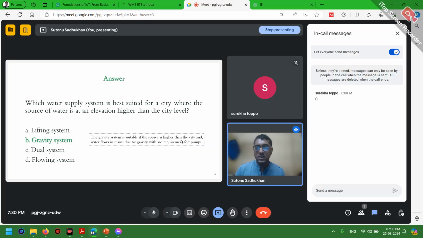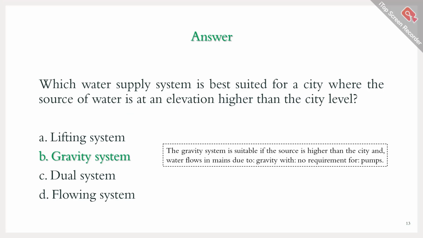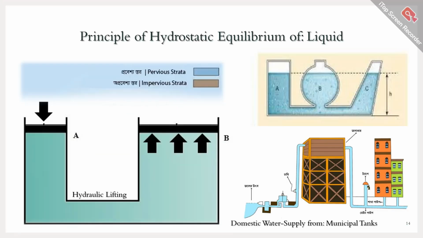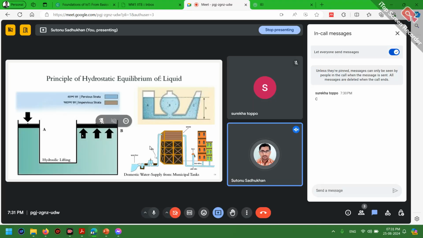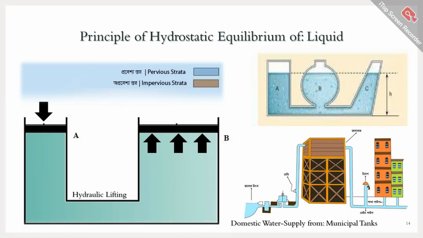If you have watched my previous recorded lecture, there I was talking about the principles of hydrostatic equilibrium of liquid. Not different principles, this is only one single principle. So what happens in this case? Here, water has a property to come to equal heights, which is called hydrostatic equilibrium. By using that principle, domestic water supply from municipal tanks is done.